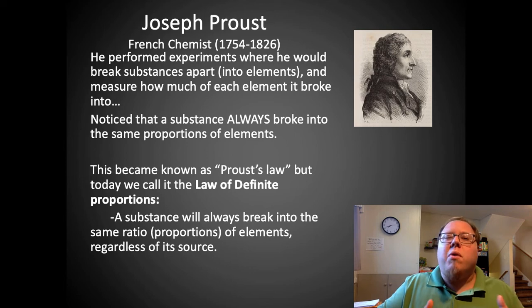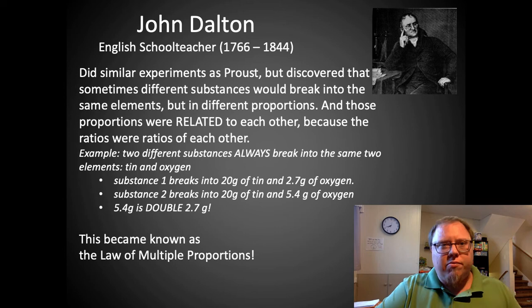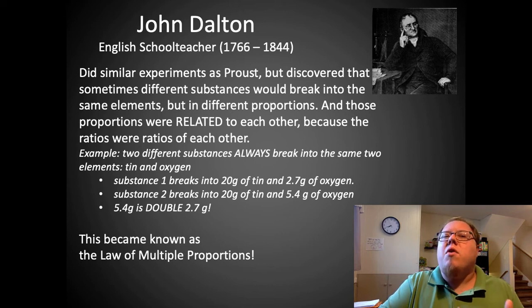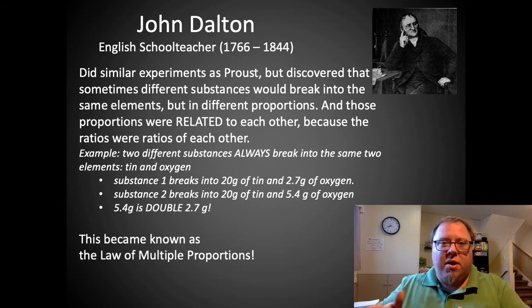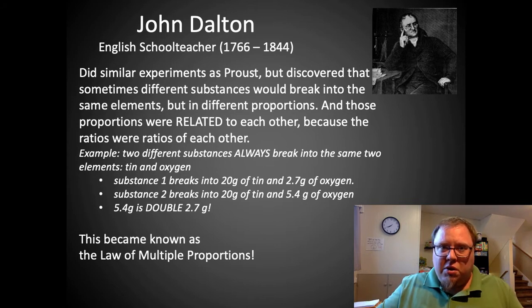A substance always breaks apart into the same ratio, the same proportions of elements, regardless of its source, where it came from on the Earth. Right? Now, another chemist at the same time as Proust, named John Dalton, an English school teacher, was doing similar experiments. He was breaking substances apart, seeing what he got. But he discovered that if he had a substance and another substance that broke apart into the same elements, which do exist, they would break apart into the exact same elements, but the two substances would give different proportions of each.